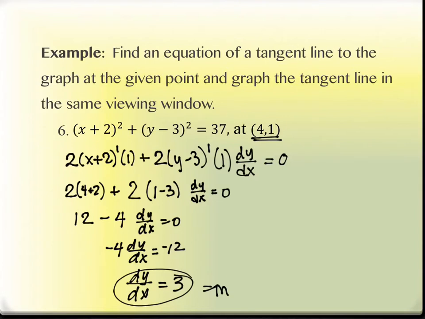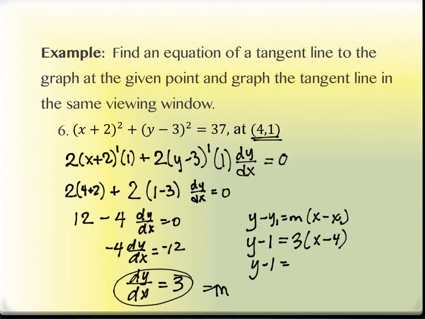And I have a point 4, 1. So my point slope form, y minus y1 equals m times x minus x1. And all my numbers are beautiful on this one. So y minus 1 equals m, which is 3, times x minus 4. We'll simplify, clean that up. So this is y minus 1 equals 3x minus 12. And y would equal 3x minus 11. Okay, so far so good?